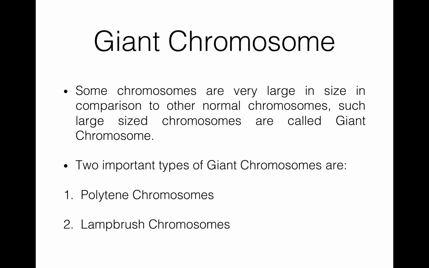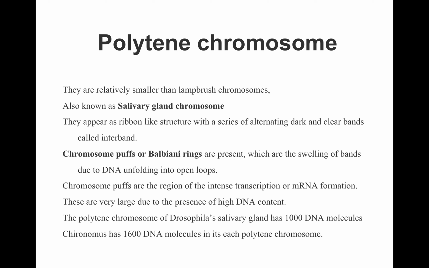There are two main types of giant chromosomes. First is polytene chromosomes and the second one is Lampbrush chromosome. Polytene chromosomes are relatively smaller than Lampbrush chromosomes and they are also known as salivary gland chromosomes. They have a ribbon-like appearance with a series of alternating dark bands and clear bands, which are called interbands.